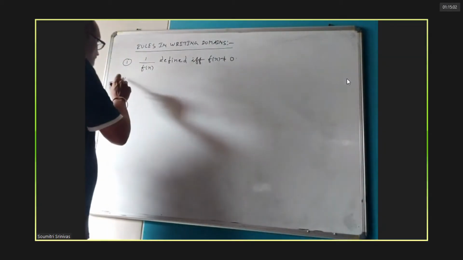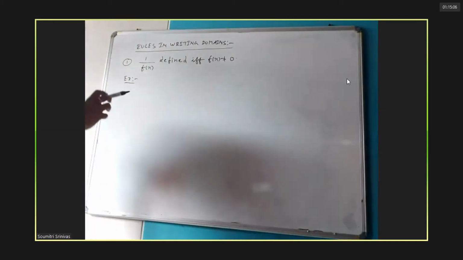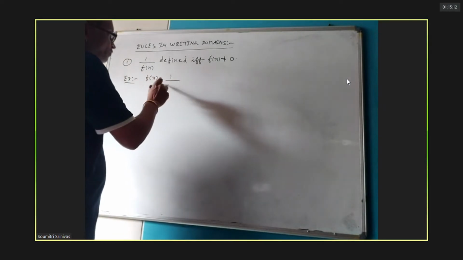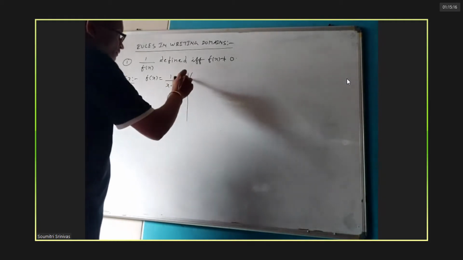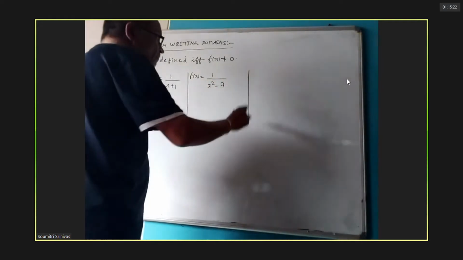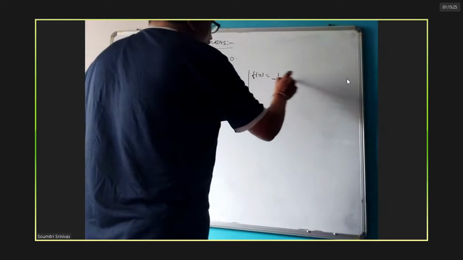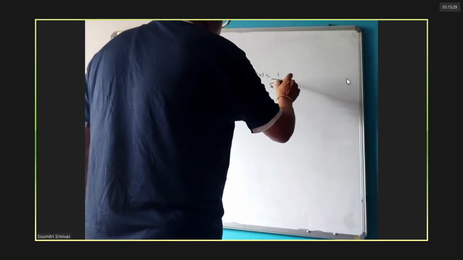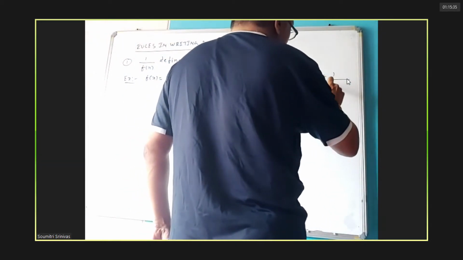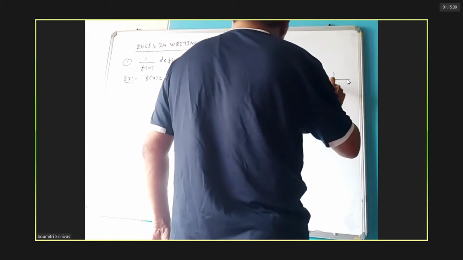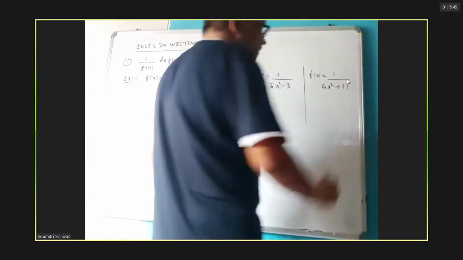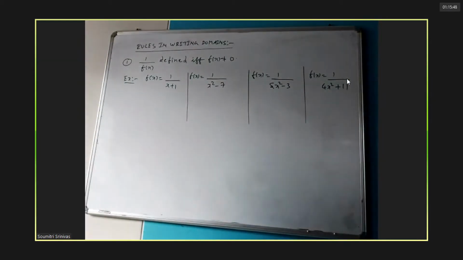Take some small examples. f of x is equal to 1 by x plus 1. f of x is equal to 1 by x square minus 7. f of x is equal to 1 by 5x square minus 3. f of x is equal to 1 upon 4x square plus 11.